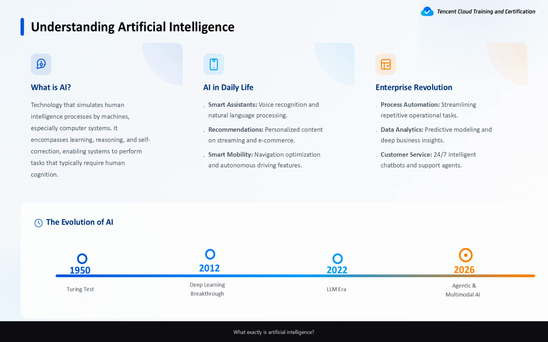What exactly is artificial intelligence? At its core, AI refers to technology that enables machines to simulate human cognitive processes, including learning from experience, reasoning from data, and adapting to new situations. This definition is intentionally broad because AI is an umbrella concept spanning a wide spectrum of techniques.